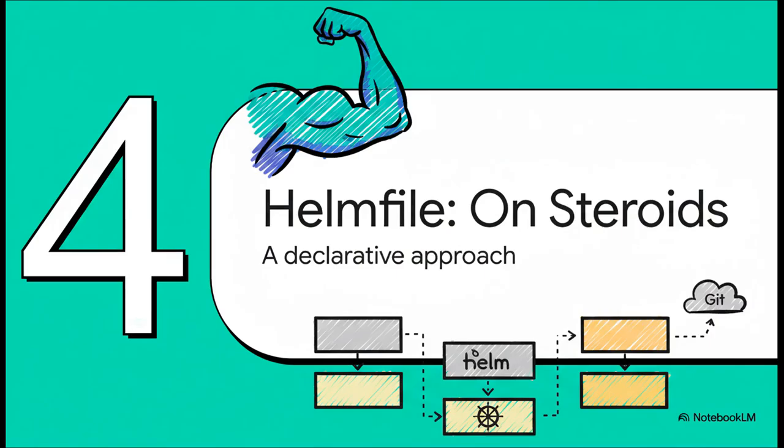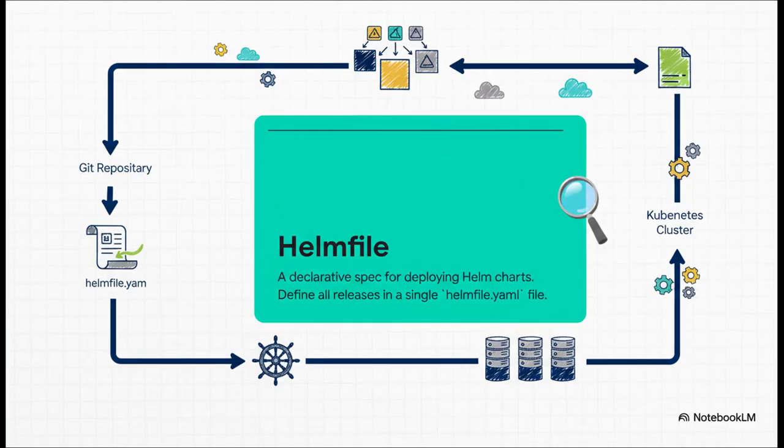And this is where Helmfile enters the scene. Now, it's not a replacement for Helm. It's a really powerful layer that sits on top of it. You can think of it as Helm, but on steroids, supercharged for scale and complexity. You see, Helmfile brings a declarative mindset to the whole process. Instead of running a bunch of commands to deploy things, you define the desired state of your entire environment in one single helmfile.yaml file. That analogy, Terraform for Helm, it's perfect. You describe what you want, and Helmfile figures out how to make it happen.